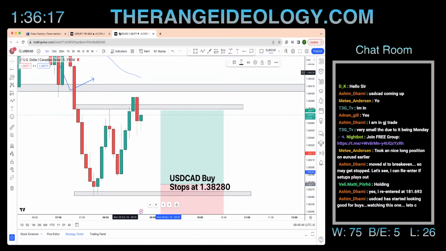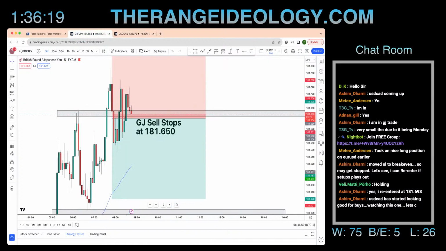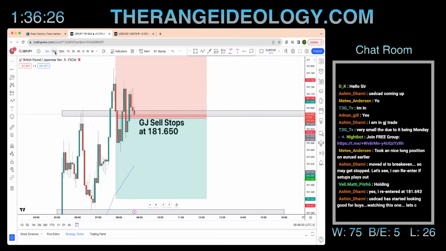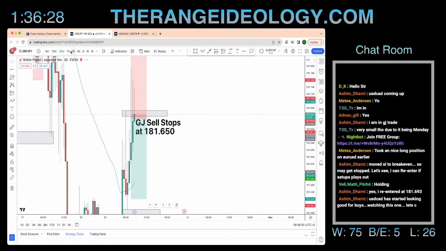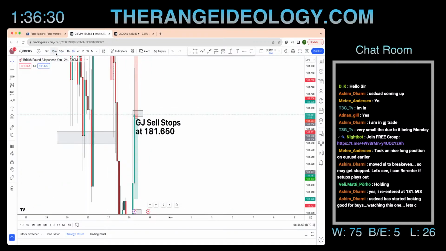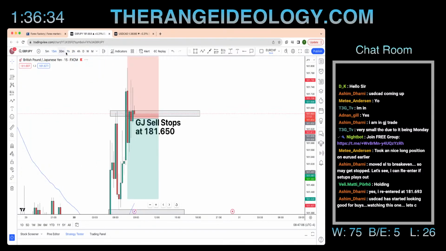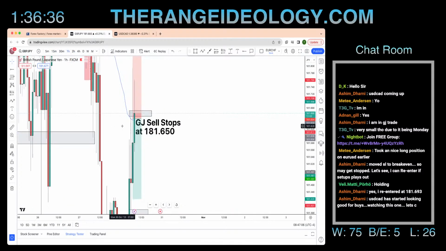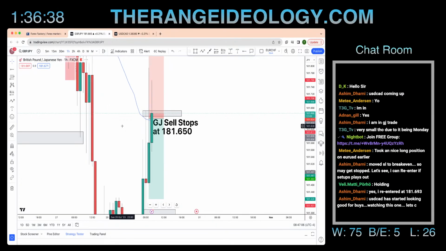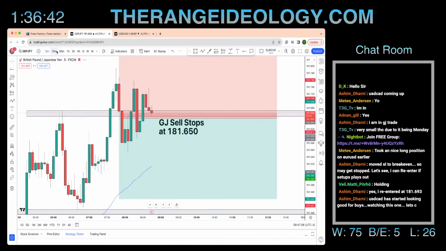Again, USD CAD was a buy stop here. GJ, is that push, is this the push that makes it push all the way down here? And again, this is the last 15-minute candle to close off the hour candle as well. Is this the one? Hmm.